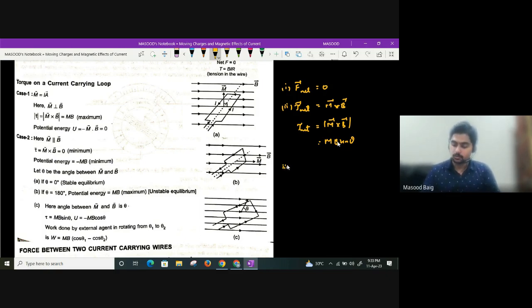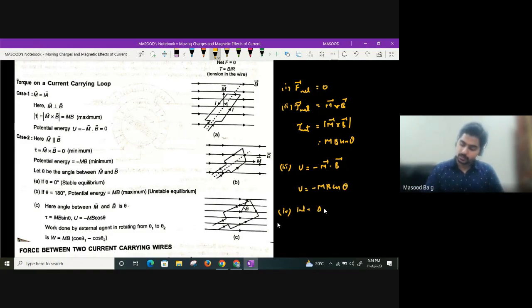Then it will also store some potential energy. The potential energy stored will be given as minus M bar dot B bar, guys. Or you can write the potential energy as minus M B cos theta. Clear, all of you? Then they will ask you, what is the work done in rotating this loop from some position theta 1 to position theta 2? So always remember, work done will be the change in potential energy only. So it will be given as M B into cos theta initial minus cos theta final. Clear, all of you?